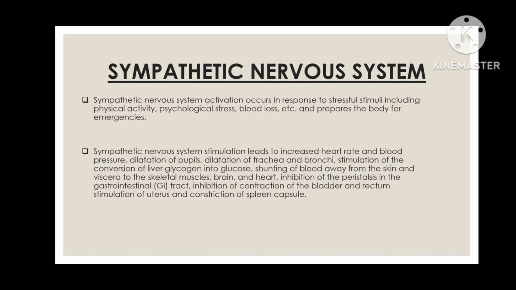Sympathetic nervous system stimulation leads to increased heart rate and blood pressure, dilation of pupil, dilation of trachea and bronchi, stimulation of the conversion of liver glycogen into glucose, shunting of blood away from the skin and viscera to the skeletal muscles, brain and heart, inhibition of the peristalsis in the GI tract, inhibition of contraction of the bladder and rectum, stimulation of uterus and constriction of spleen capsule.